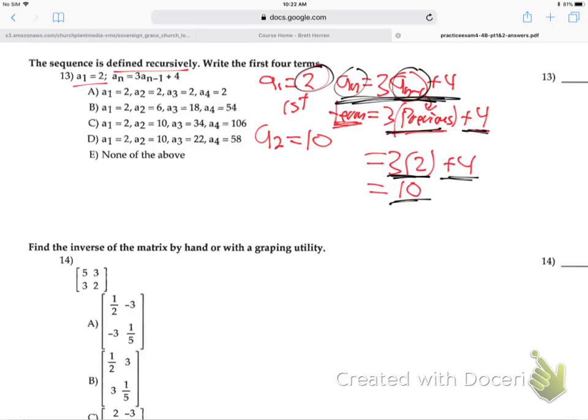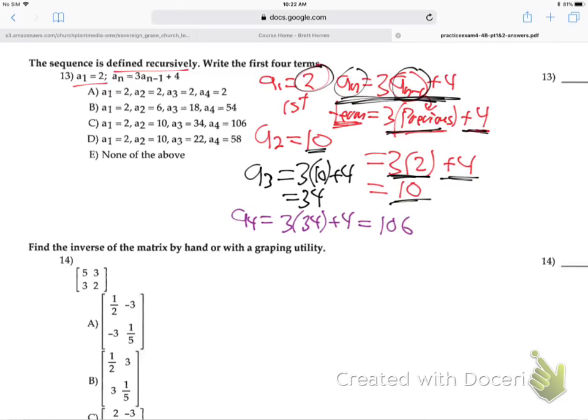Okay, so how do you do the next one? Well, the next one, A3, will be what? 3 times the previous term, 3 times 10, now that's the previous term, add 4, which is 34. And how do you find the fourth term? It's 3 times the previous term, which is now 34, add 4, which is 106. So there it is: 2, 10, 34, 106. Makes sense? It's all about reading this statement. 3 times the previous term, add 4.